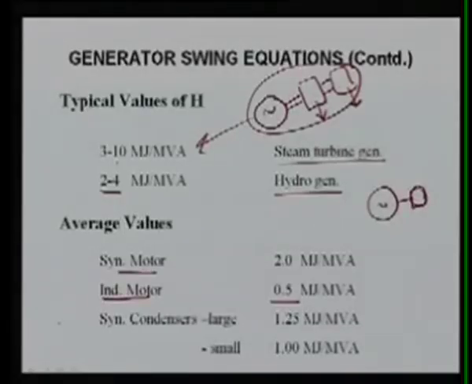Again in terms of synchronous motors, because we can use the synchronous motors as well, the average value of H may be 2 seconds. Synchronous condensers, if large then the average value is maybe 1.25, and if small then it is 1. What is the synchronous condenser?